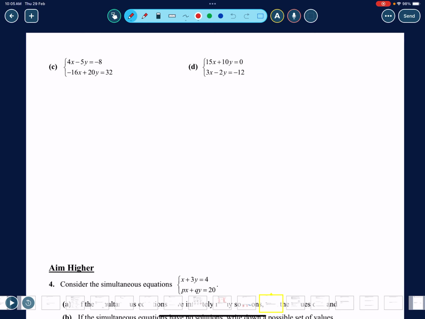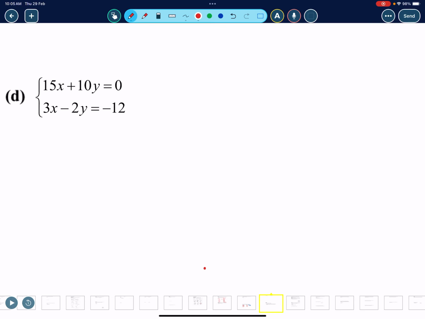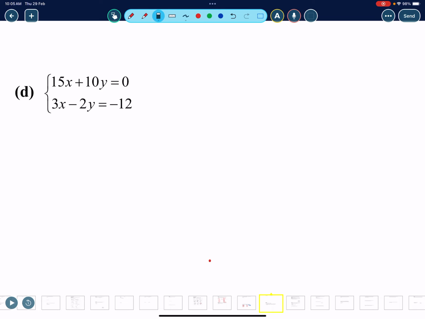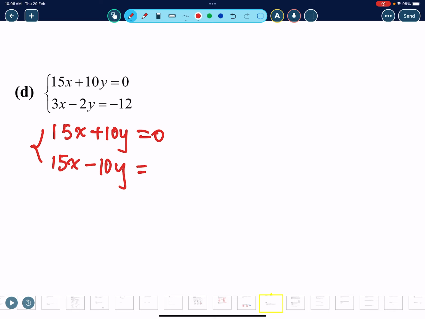All right, one last example. I'm changing 3 into 15 here, so it's gonna be 15x plus 10y equals 0. 3 times 5 is 15x. 2 times 5 is 10y. And then negative 12 times 5 is negative 60. Now in this case, these two are the same, but these two are not the same. One is positive, one negative. So you can solve this. Therefore, there's one solution.